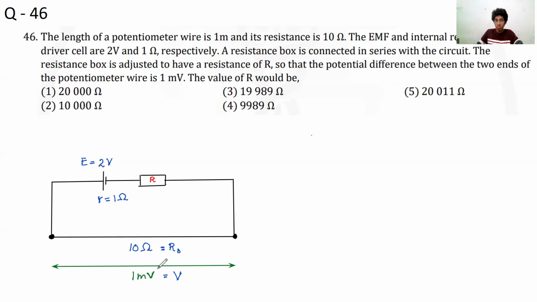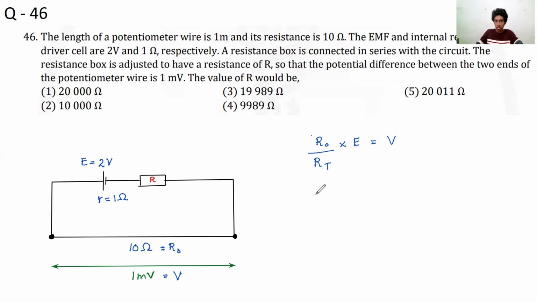So here we can easily find the value of R using the potential divider method. For that, let's take the EMF as E, the resistance of the potentiometer wire as R naught, and the potential difference between the two ends of the potentiometer wire as V. Then when we divide the resistance of the potentiometer wire R naught by the total resistance of the circuit RT and multiply it by the EMF of the cell E, it will give us the potential difference V between the two ends of the potentiometer wire.